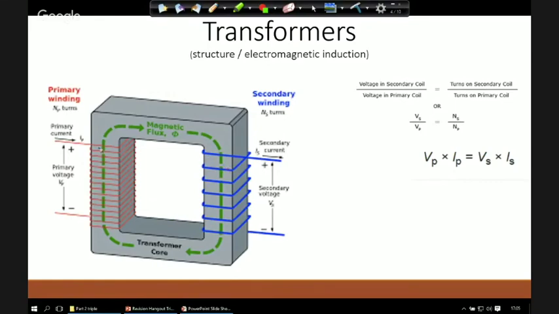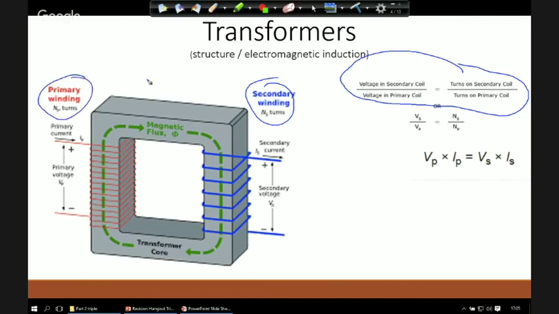What is induced in this second side is an alternating voltage and therefore current in the secondary coil. So if I put a certain voltage into this transformer, how do I work out what voltage and current I get out on the other side? Well, this equation over here explains it. The voltage on the secondary side over the voltage on the primary side is the same ratio as the number of turns of this coil of wire here.